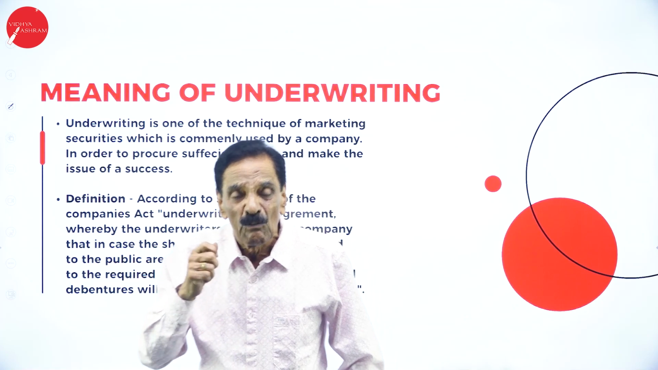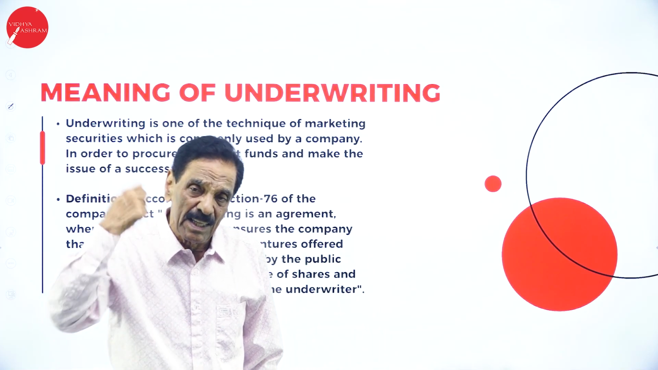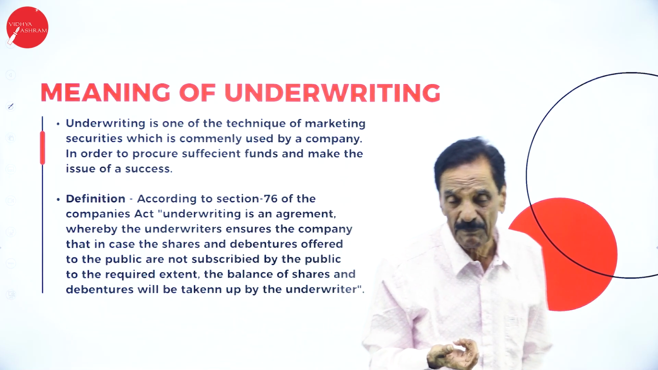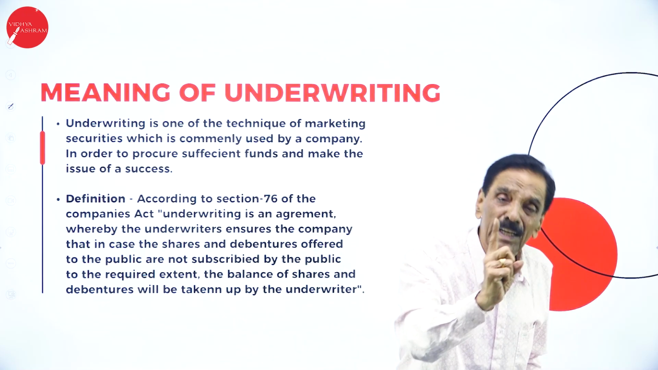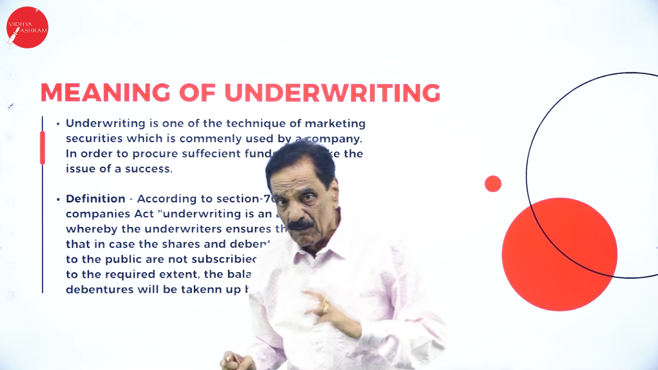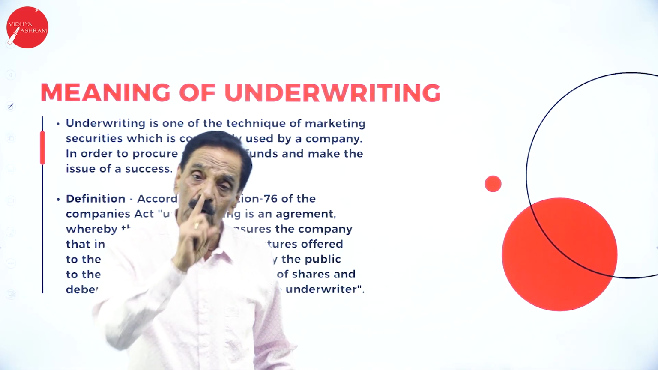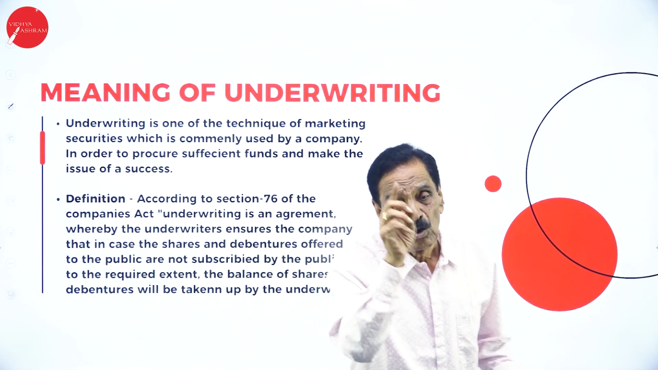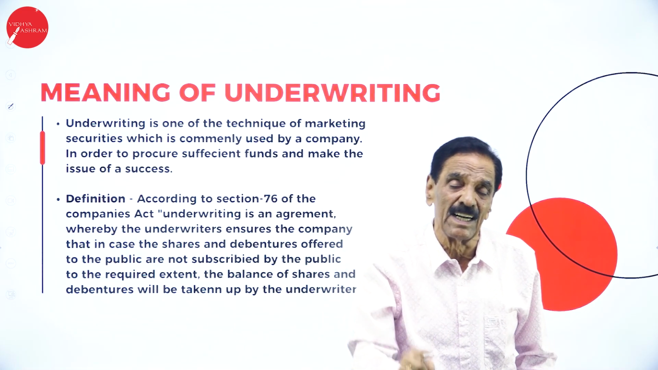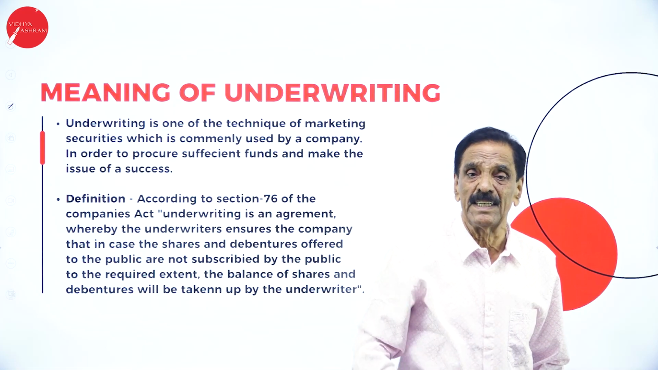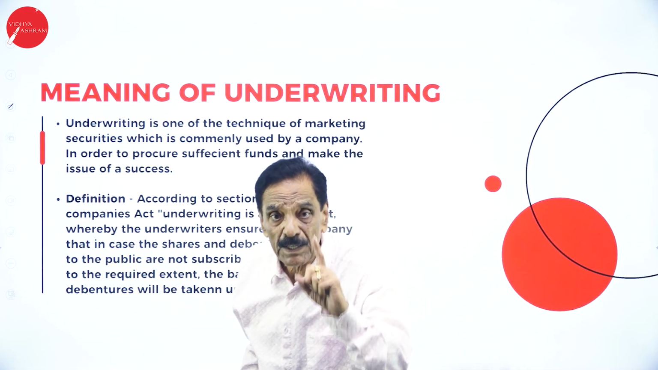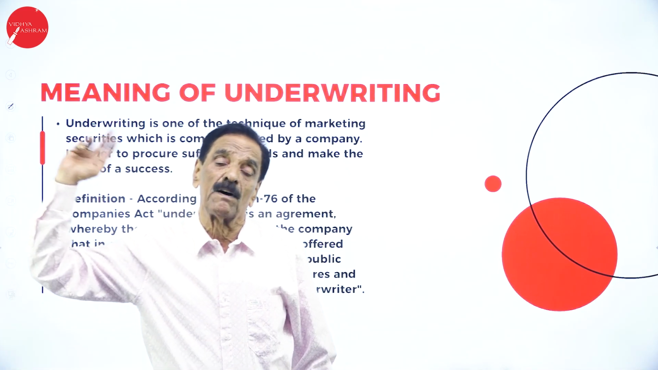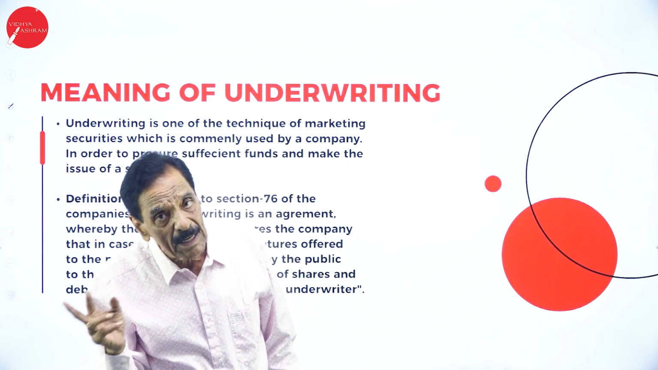So for this, we are going to a remuneration. That remuneration we call underwriting commission. Then, if only one underwriter takes responsibility, it is called sole underwriting. If the responsibility is taken by two or three underwriters, it is called joint underwriters, we say. So only one person is a sole underwriter. If two or three persons take the responsibility, it is called joint underwriting.